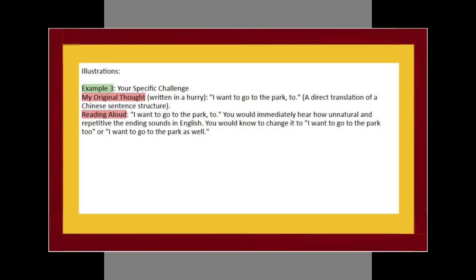Example 3, your specific challenge. My original thought, written in a hurry: "I want to go to the park too." This is a direct translation of a Chinese sentence structure. Reading out loud, you would immediately hear how unnatural and repetitive the ending sounds in English. You would know to change it to "I want to go to the park too," or "I want to go to the park as well."